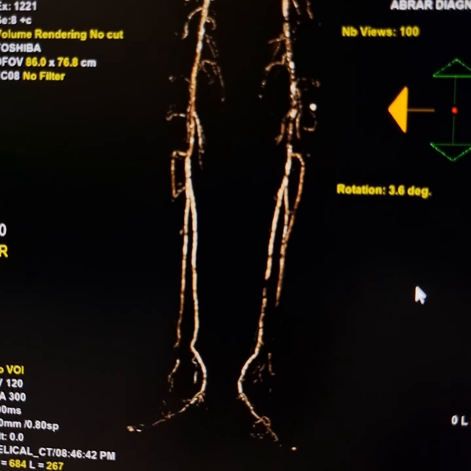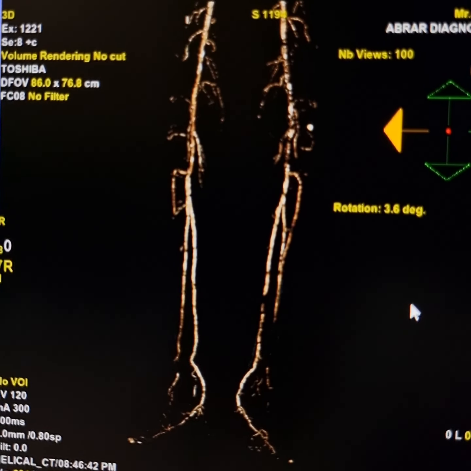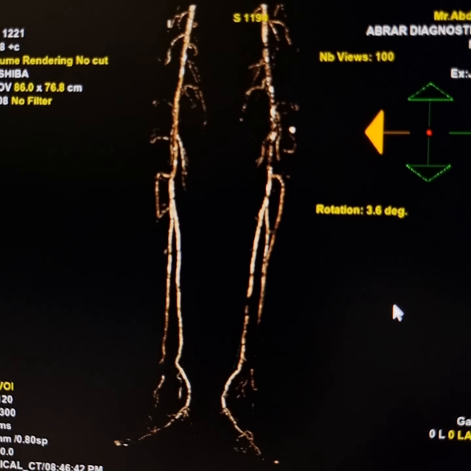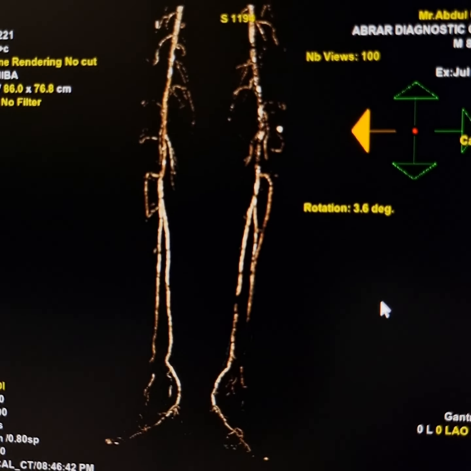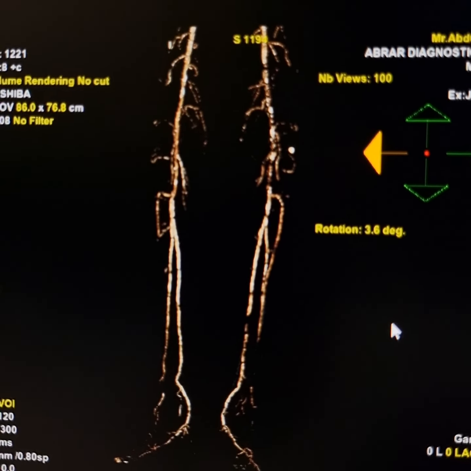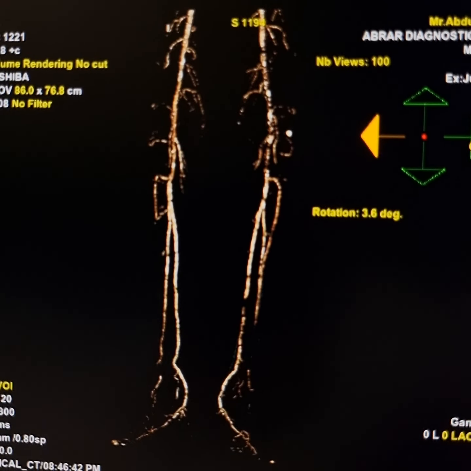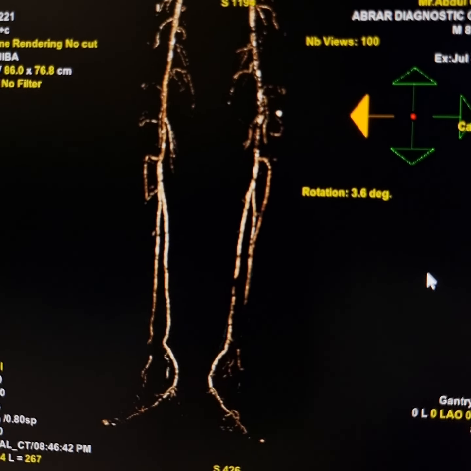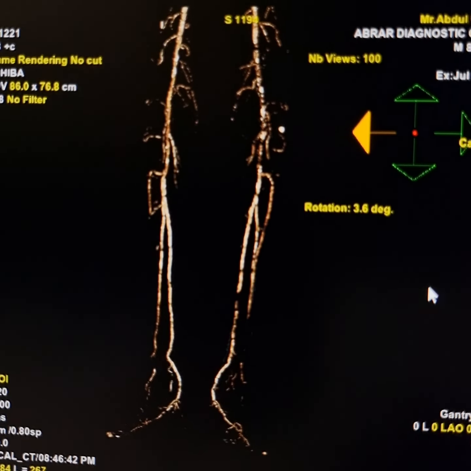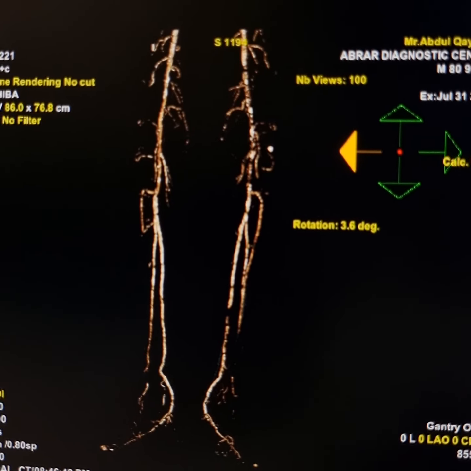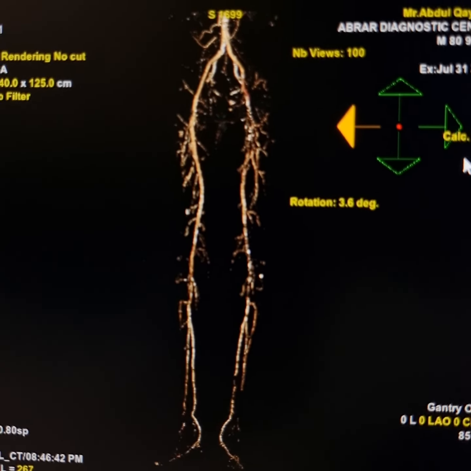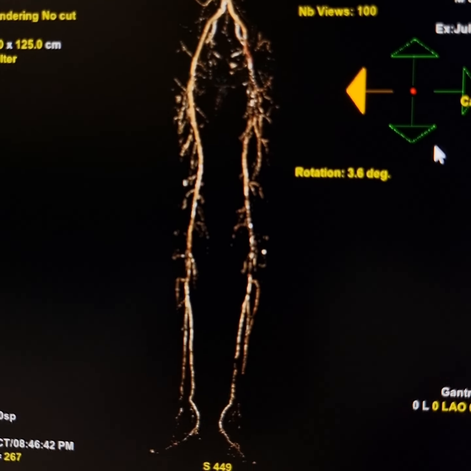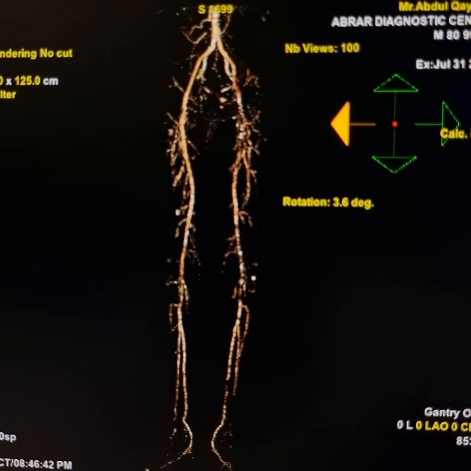So it is always advisable that you make a note at the end of the report that please rely upon the written report and not upon the computer generated images, because these may include the heavily calcified tunica media and misinterpret it as the patent lumens, and also the blood vessels which are lying in close proximity to the bones may not be picked up by the 3D reconstructed images.